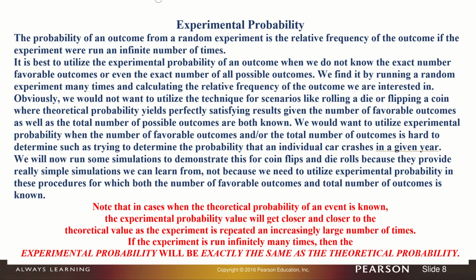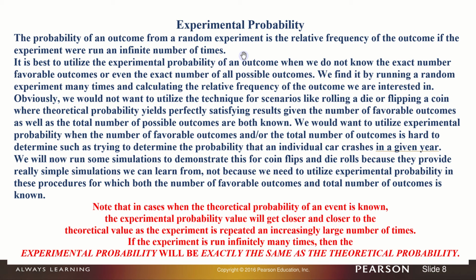So now we will discuss what is meant by experimental probability. We've already hinted at it. Basically, the probability of an outcome from a random experiment is the relative frequency of the outcome if the experiment were run an infinite number of times. Again, that can be very confusing to people, and they ask, why would we want to do that if we can just do the number of favorable outcomes over the total number of outcomes? Remember, this is when you don't know the number of favorable outcomes or even the total number of possible outcomes.